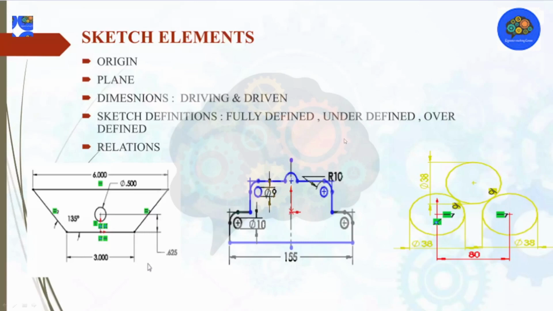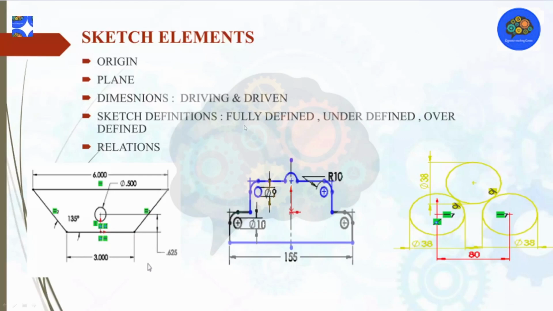Driven dimension means we have already given the dimension, and the same dimension we are going to give again. That is called a driven dimension. Okay, a driving dimension is the basic dimension. And then sketch definition: there are fully defined sketches, under defined sketches, and over defined sketches, and there are also relations. Relations means we will refer to them as constraints.